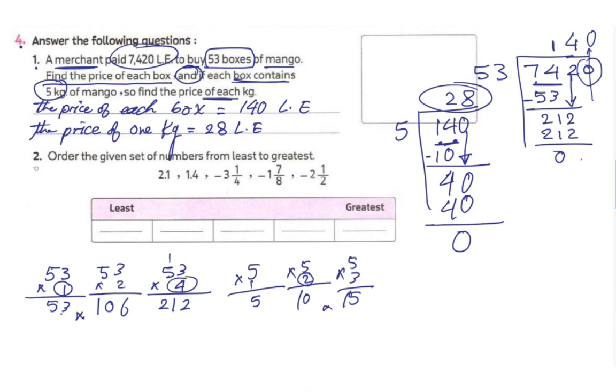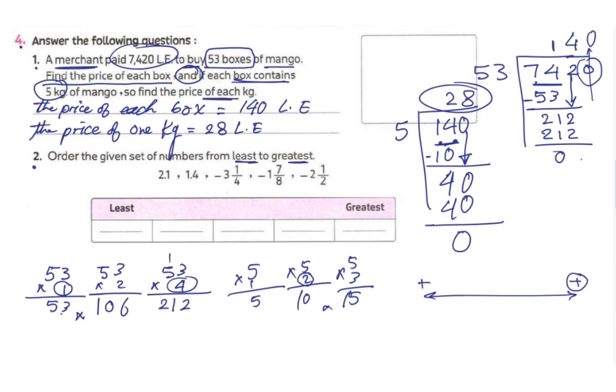Okay. Question number 2. Order the given set of numbers from least to greatest. Just order from what? From least to greatest, starting with the smallest. Okay, I have 2.1, 1.4, negative 3 and 1/4, negative 1 and 7/8, negative 2 and 1/2. Now start from the least to the greatest. Don't forget this figure from your mind.